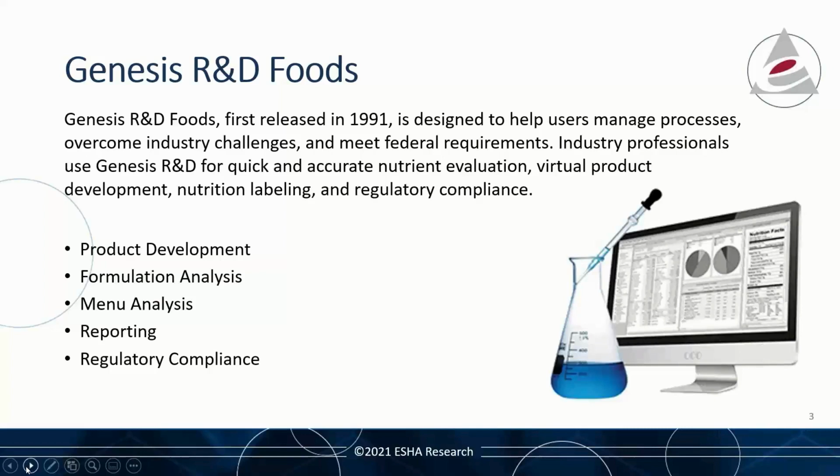Genesis R&D Foods was introduced in 1991 to help address the need for convenient formula analysis and formatting of NLEA food labels for U.S. regulations. Over the years, Genesis has remained the go-to standard for product development, recipe analysis, and nutrition facts creation, as well as restaurant menu analysis and reporting. And we offer label modules to prepare compliant labels for the U.S., for Canada, the EU, and Mexico.